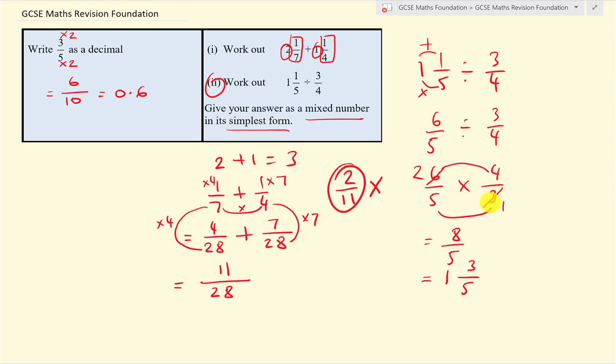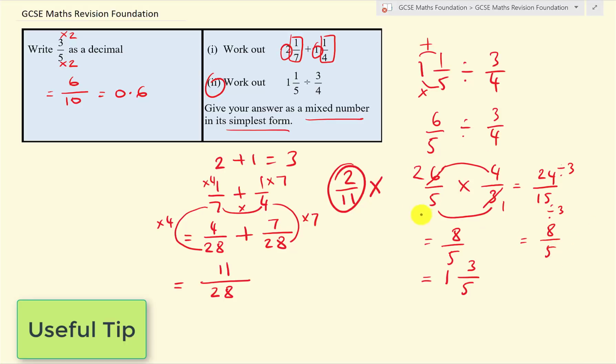Now, the other way of doing this, I'll carry on from here. So what I could do is 6 times 4 is 24, 5 times 3 is 15. Then you can simplify it. We know that 3 goes into 15, and 3 goes into 24. So 24 divided by 3 is 8, and 15 divided by 3 is 5. So that's the other way of doing it.